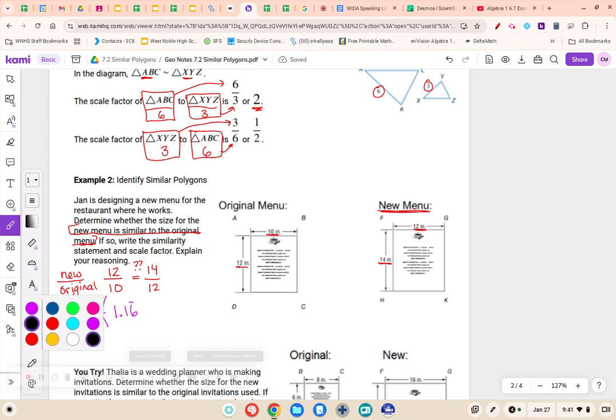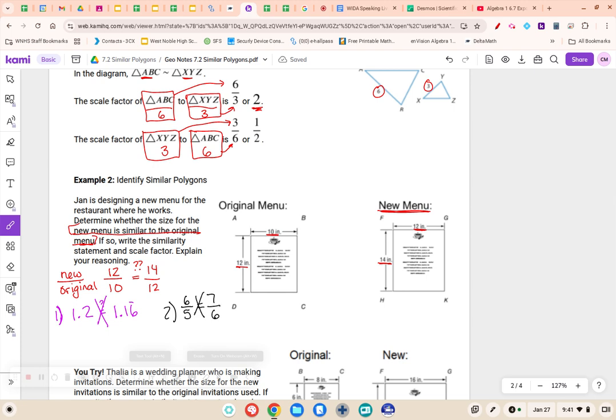Method 2, reduce your fractions. 12 over 10 reduces to 6 over 5. And 14 over 12 reduces to 7 over 6. These are not exactly the same fractions, so once again, not similar. Lastly, you can actually cross multiply to check. So we would have 144 equals 140, which is not true. So in all three cases, they each tell you that these two menus are not similar to each other.